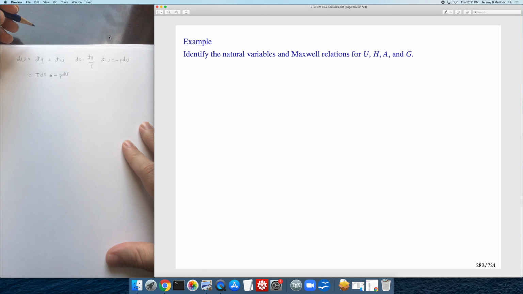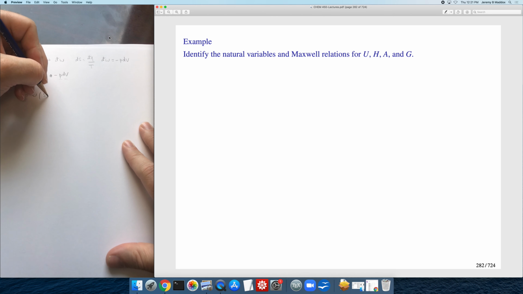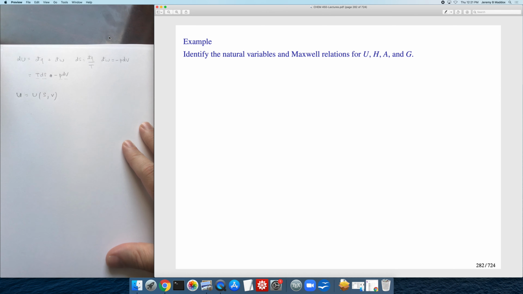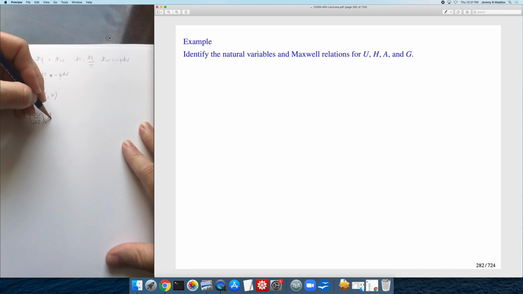Now, this format that I've written here, this is what we call the natural format. And what is the format? It's basically you have a single variable multiplied by a differential. And so it's natural to think of U, the internal energy, as a function of entropy and volume, such that when you go to write the total differential of U, I'm following that pattern that we've explored previously.